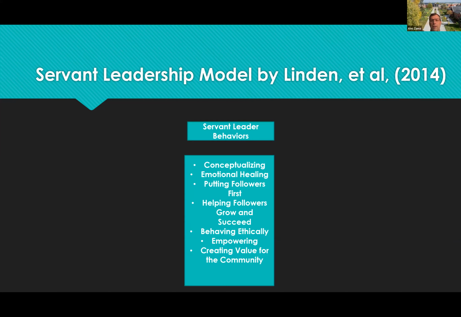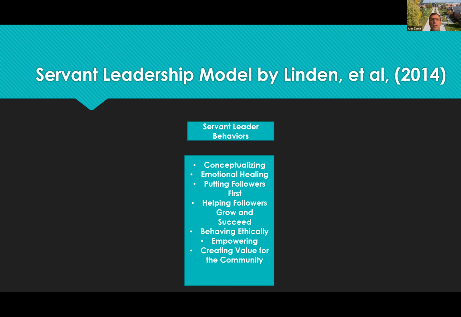The first one is conceptualizing, which I discussed earlier. Similarly to that definition, the role of a servant leader here is to have a good understanding of the complexity of the organization and then make sure that those units work together in order to achieve organizational goals. Servant leaders engage in emotional healing, making whole. Leaders should put themselves in the situations of followers who are dealing with different issues and try to help them overcome those issues.